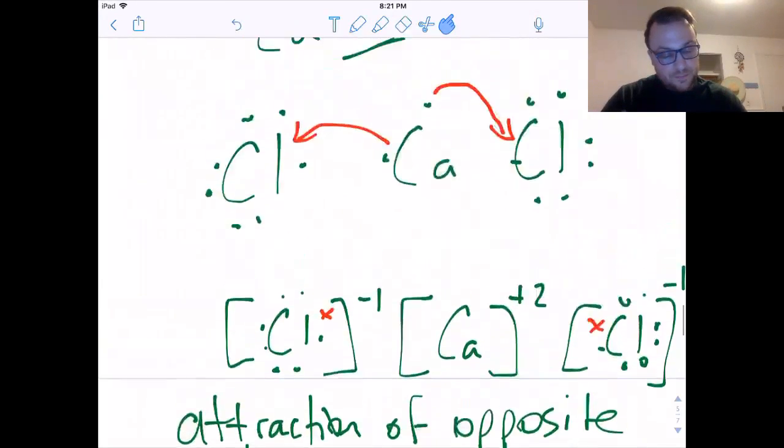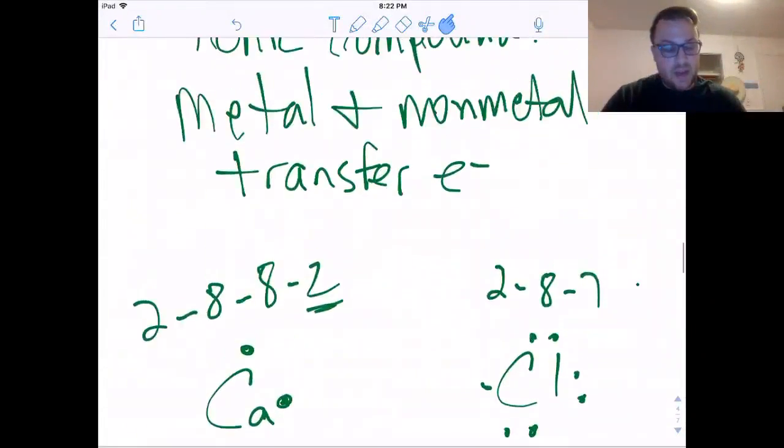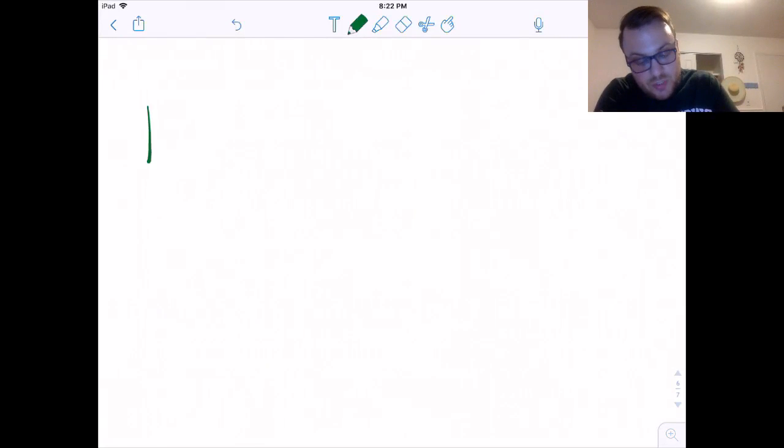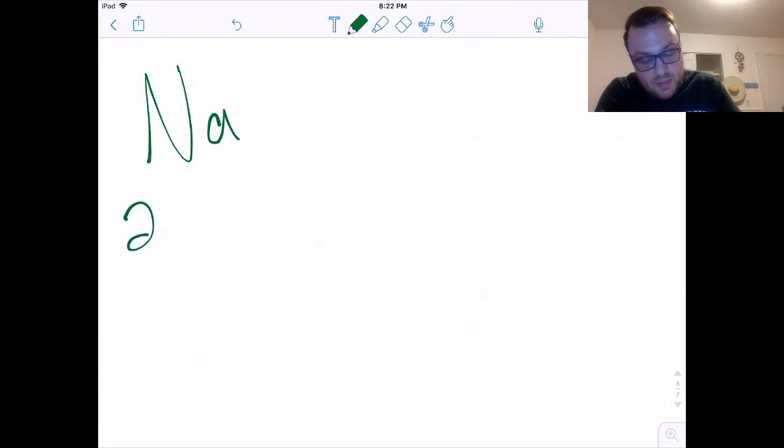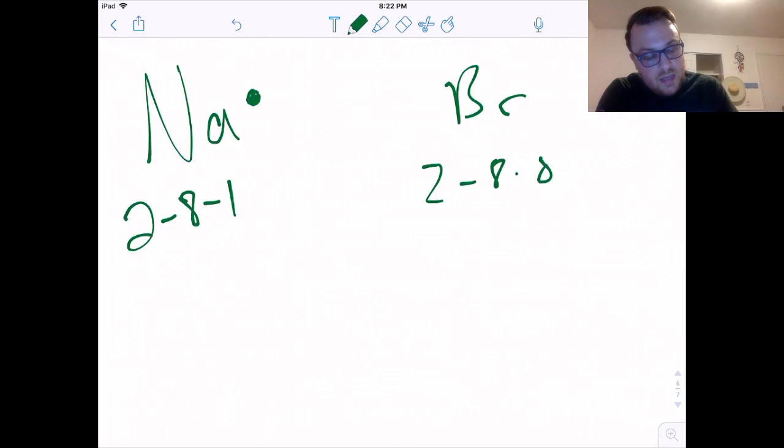Let's do another one. I don't really know how complicated they'll get, so I'll do a classic, sodium chloride. Actually, we just did a chloride one. Let's do sodium bromide. Okay, so sodium as an atom is 2-8-1. So it only has one valence electron. Bromine is 2-8-18-7. Make sure that's right.